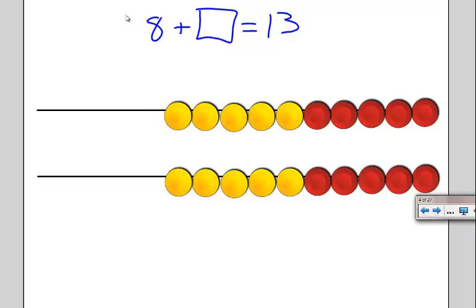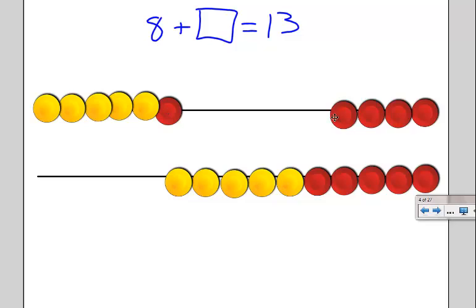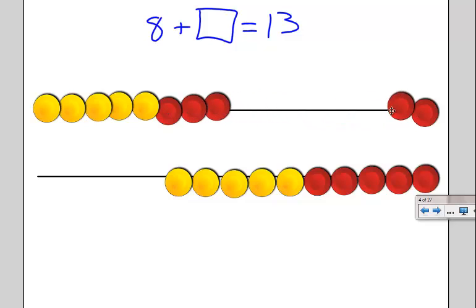Okay, on my rekenrek, I know I'm going to start with 8. So I always start with everything pushed over so the red beads are against the side, and I'm going to move over my white beads, or in this case my yellow beads, and I'm going to make 8. So I need to grab 5, and then 3 more, because 5 and 3 make 8. Or I would just know that I would leave 2 at the end over here, because 2 less than 10 is 8. And now I need to get all the way up to 13.